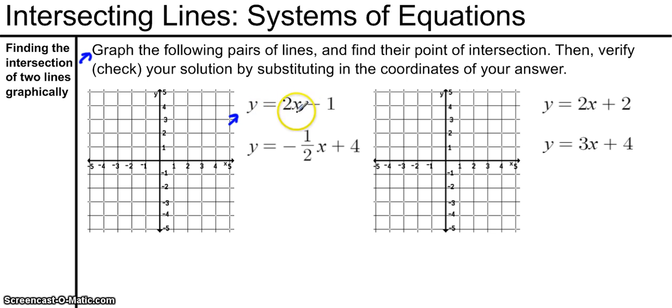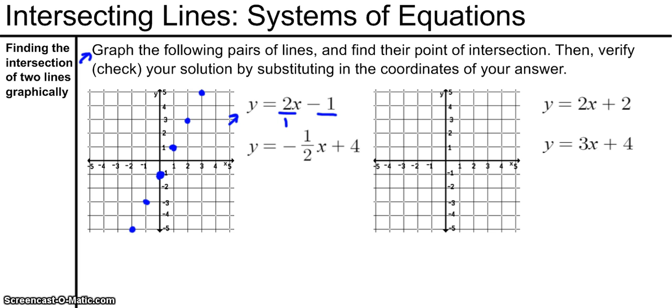So we've got y equals 2x minus 1. It's got a y-intercept of negative 1, so I'll start there. And a slope of 2, which we could also interpret as 2 over 1. So we can go up 2 and over 1 to get to our next lattice point, right? Then we can also go backwards if we wanted to.